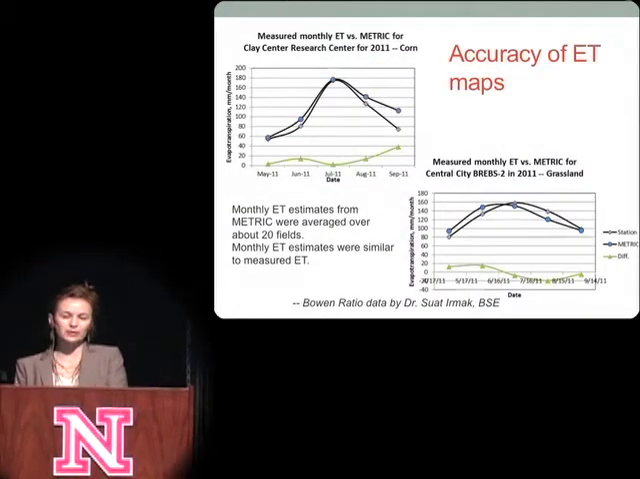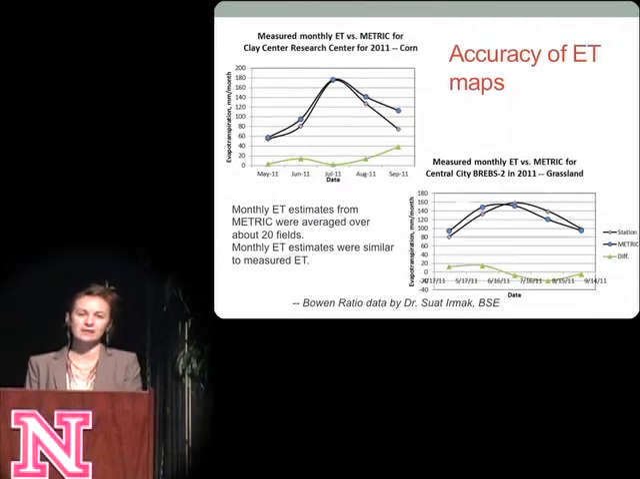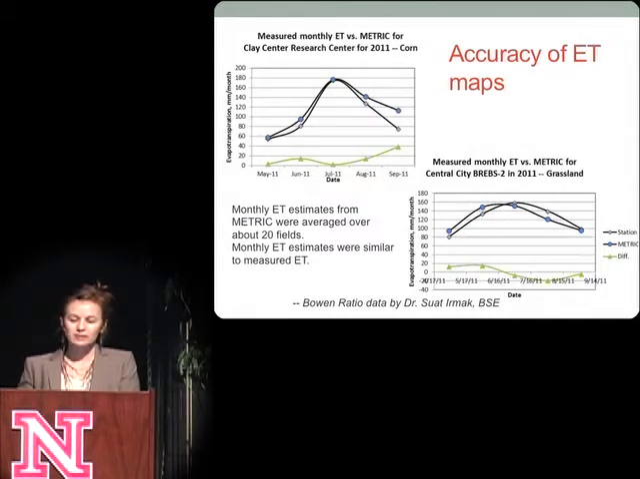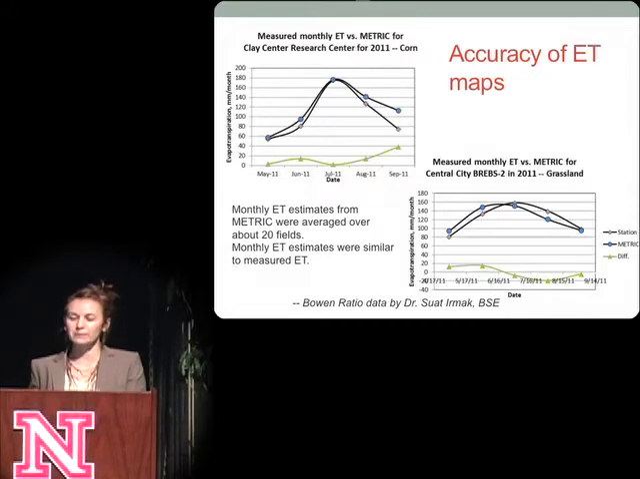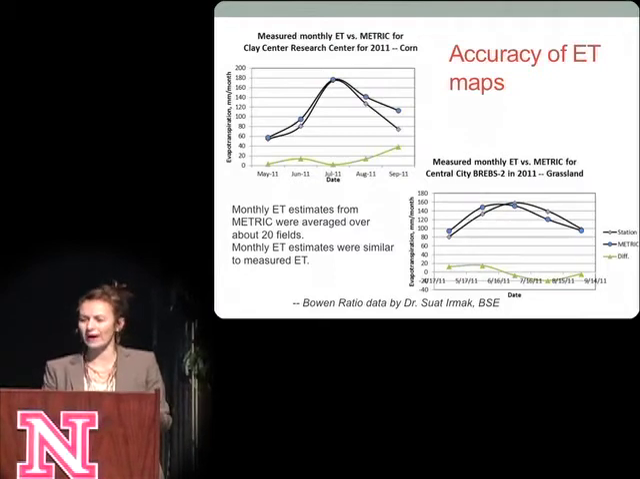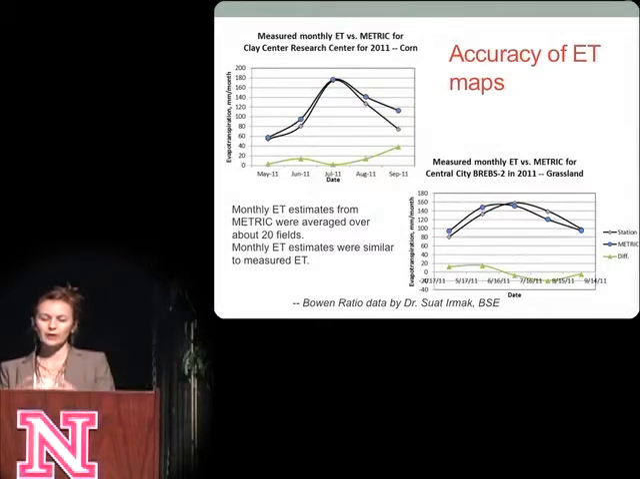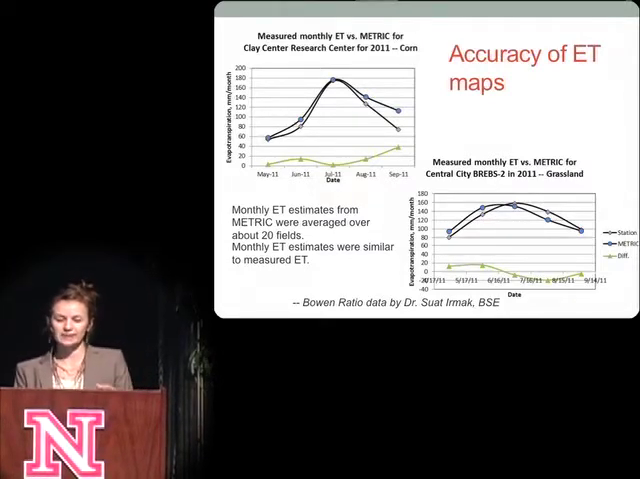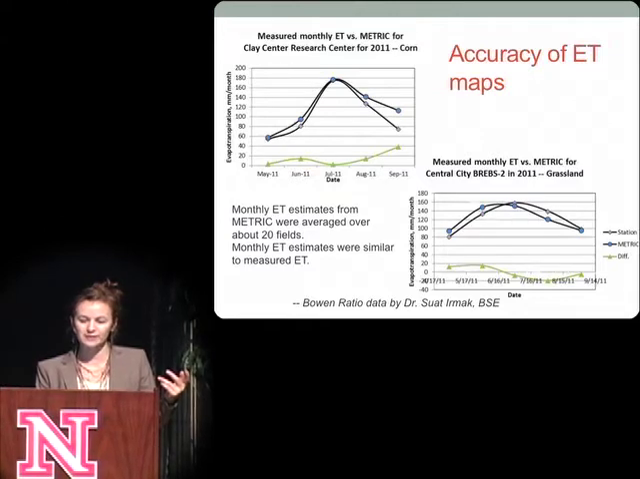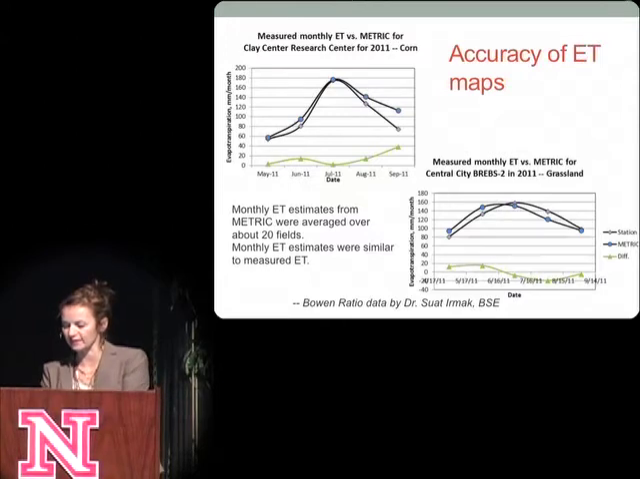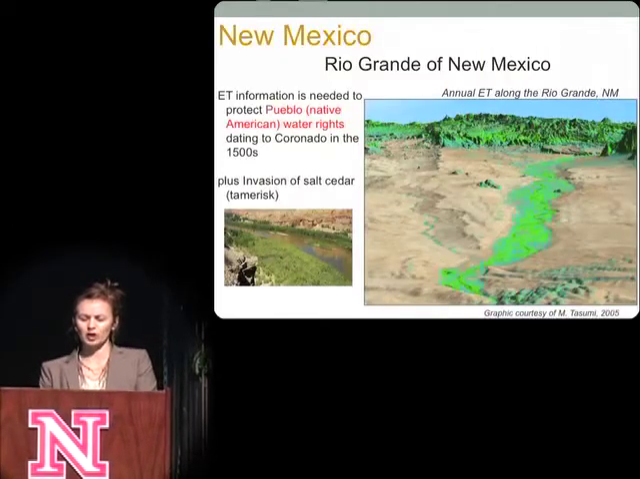Every time we produce these maps, we want to make sure that we can rely on them. It has to be authentic, and you have to have good confidence. So we've been using Dr. Irmak's data since 2005 to compare the model predictions with the observations. We've done this for every year. For instance, in 2011, the predictions match pretty well to the measurements. These are the measurements from the Bowen ratio system.